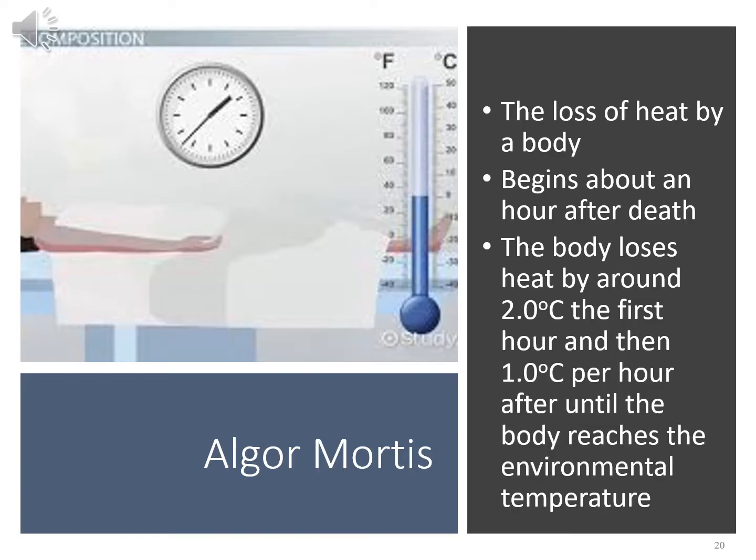Okay, so the first one we'll discuss is algor mortis, and that's the loss of heat from a body. So humans are warm-blooded animals, so as we die, the warmth generated by our metabolism stops, so the body gradually cools. And this happens about an hour after death, and so the body will lose heat by about 2 degrees Celsius for the first hour, and then 1 degree Celsius per hour afterward until the body reaches environmental temperature.